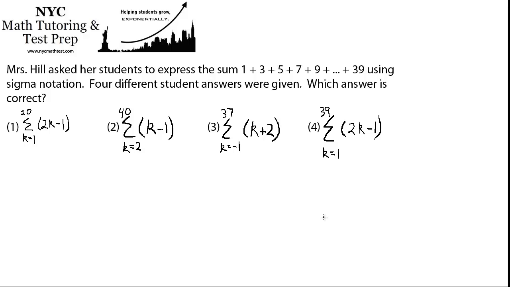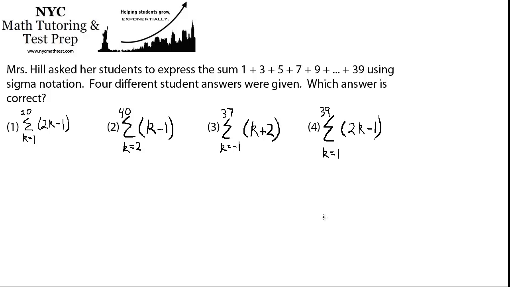Mrs. Hill asked her students to express the sum 1 plus 3 plus 5 plus 7 plus 9 plus ... 39 using sigma notation. 4 different student answers were given. Which answer is correct?